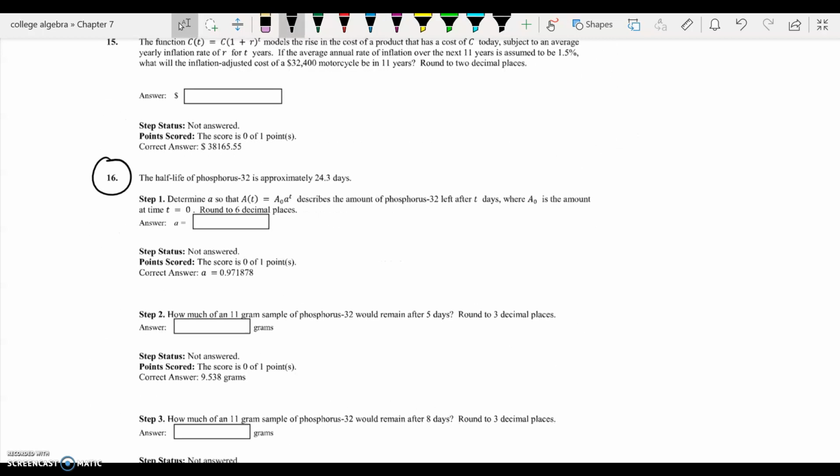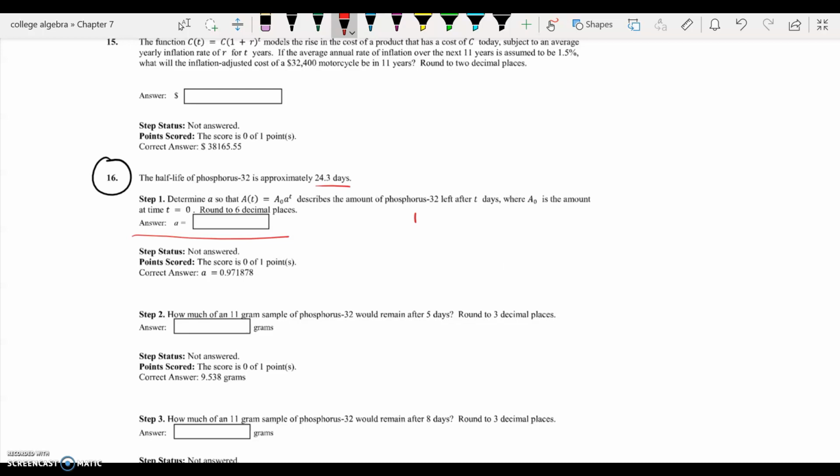Alright, last problem. This is the hardest one, so I'll kind of go through this one a little bit slower. So it says the half-life of phosphorus is approximately 24.3 days. It says determine the amount that you have, or what your base is, and then wants to know after t days. So it says round to 6 decimal places. Step 1 is the hardest step. So if you can do step 1, you can do the other steps. So it's very important you pay attention.